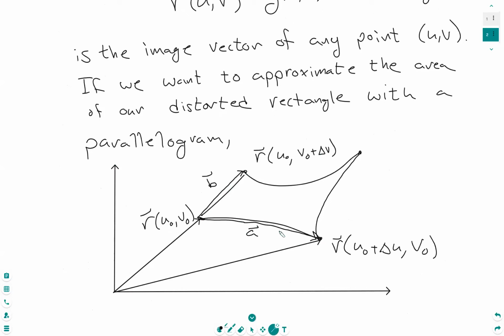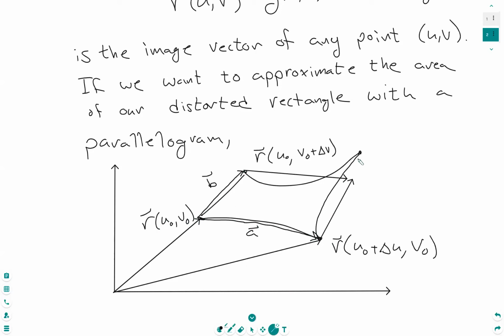I can find A and B from these vectors, right? If I take this vector here and I subtract this R vector, then I'm going to get this A vector, right? And then I can do vice versa to find this B vector. Well, if I have these two vectors, I can approximate with a parallelogram that consists of those vectors and find the area of this thing.